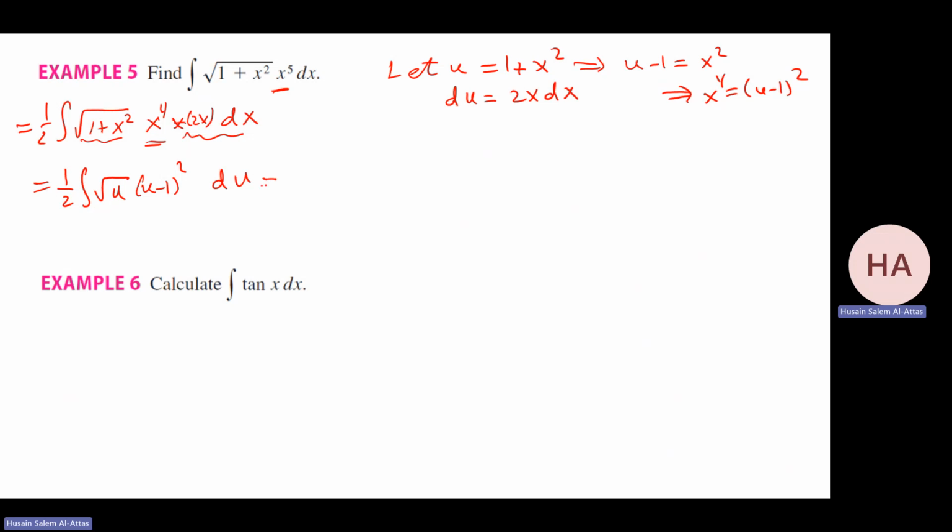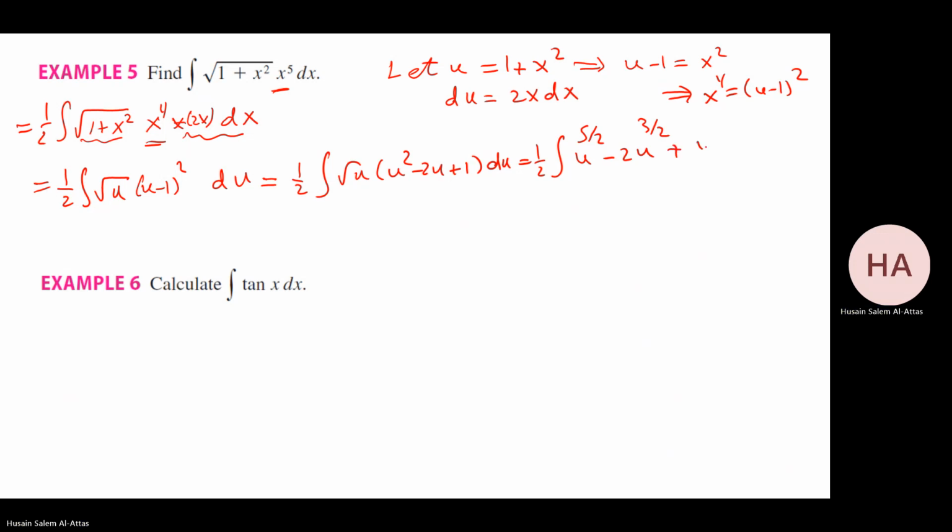That's it. And this one is easy to do. That will be half square root of u times u squared minus 2u plus 1 du. So that gives me half integral u to the power 5 over 2 minus 2 u to the power 3 over 2, plus u to the power half. What I did, I just opened the square, u minus 1 all squared, opened this parenthesis, and then did the multiplication. Now it's powers, easy to do.